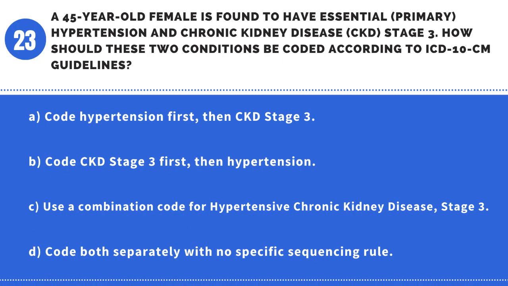Question 23. A 45-year-old female is found to have essential, primary hypertension and chronic kidney disease, CKD, stage 3. How should these two conditions be coded according to ICD-10-CM guidelines? A. Code hypertension first, then CKD stage 3. B. Code CKD stage 3 first, then hypertension. C. Use a combination code for hypertensive chronic kidney disease, stage 3. D. Code both separately with no specific sequencing rule.